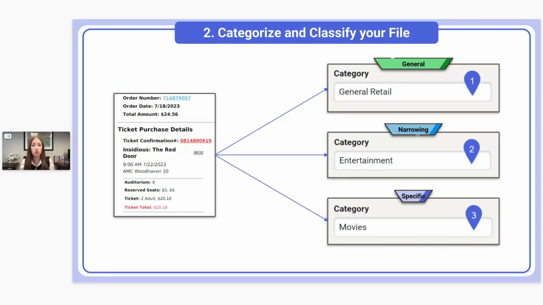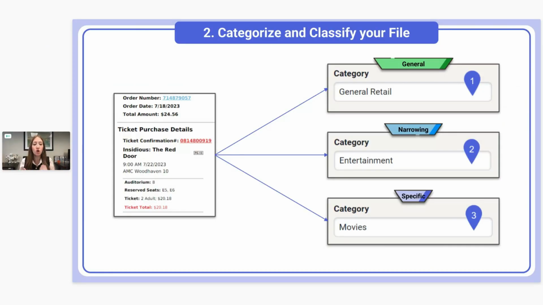If I'm really only using Neat for document storage and I'm not interested in the reporting aspects or the insights aspects of Neat, then I could just leave this as general retail, and that's fine. However, if I were to include this receipt in a report later on, this receipt for a movie is going to be grouped in with all of my other general retail receipts contributing to that total. And at that point, I'm losing valuable insights about where I actually spent my money.